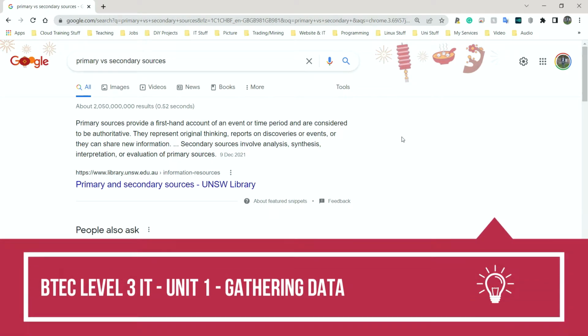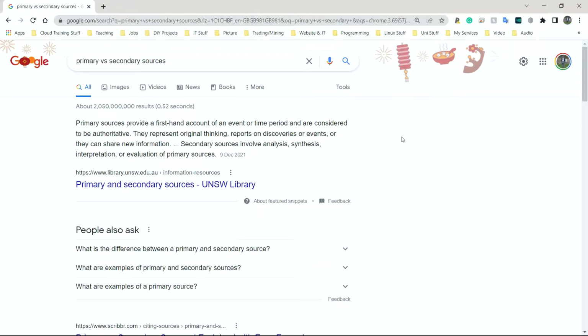Next, we have gathering data, and I'm going to cover sources of data, so primary and secondary, data reliability, questionnaires, focus groups, and interviews. So first and foremost, we have sources of data, and the two main sources are going to be primary and secondary.